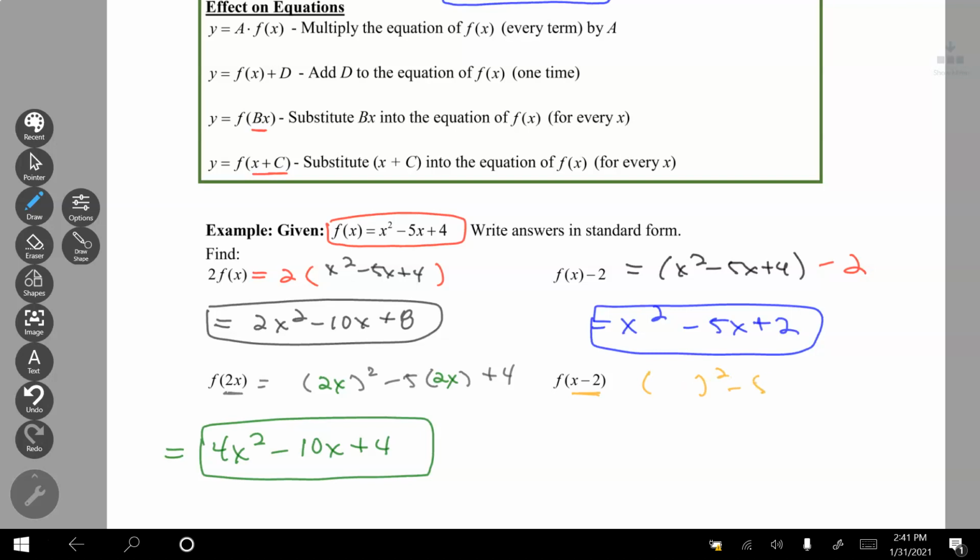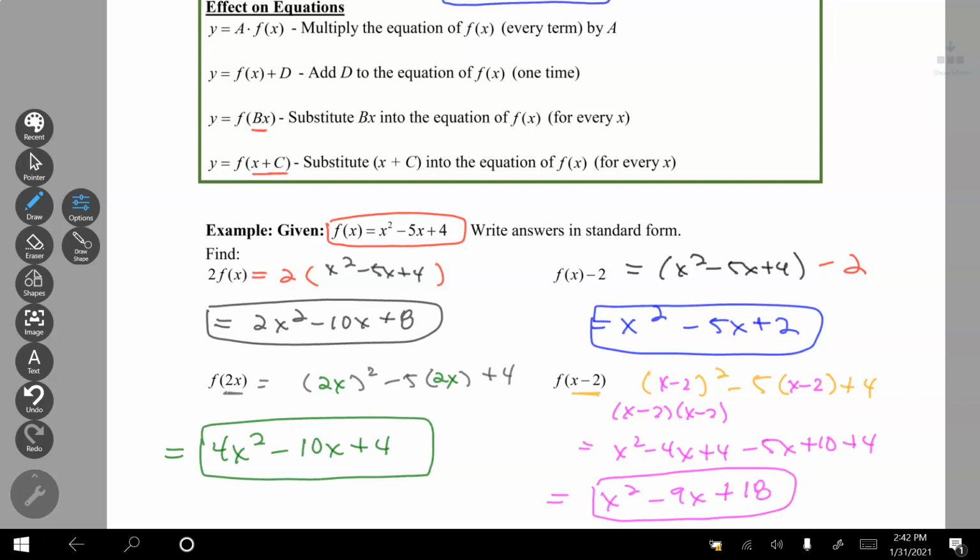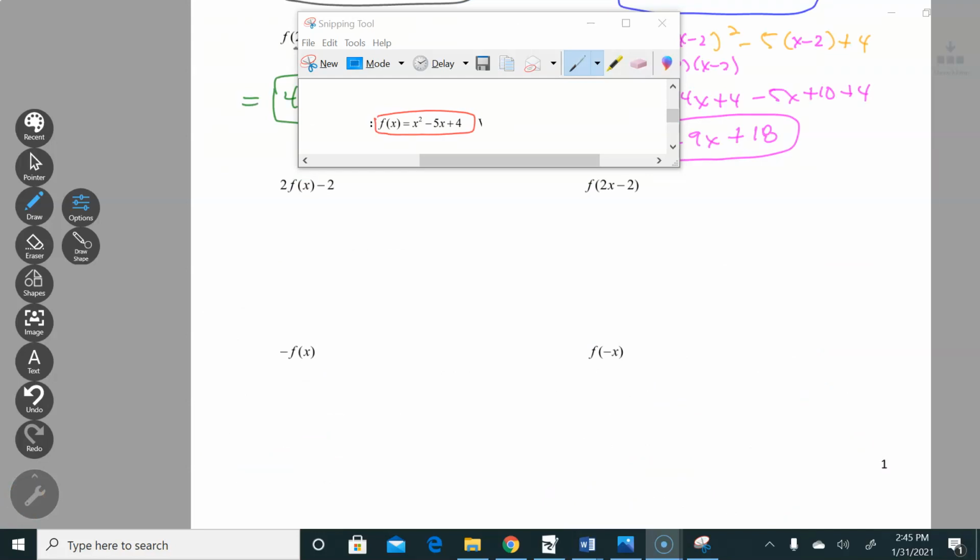And this last one, the same idea, except now you have this x minus 2, so I'm going to do parentheses plus 4. I'm going to put x minus 2 in for these x's, and x minus 2 squared is x minus 2 times x minus 2, which is x squared minus 4x plus 4 minus 5x plus 10 when you distribute, plus the 4. And in the end you get x squared minus 9x plus 18. And you know from a graph that x minus 2, the opposite does, it moves it right 2, and that's what it would do.